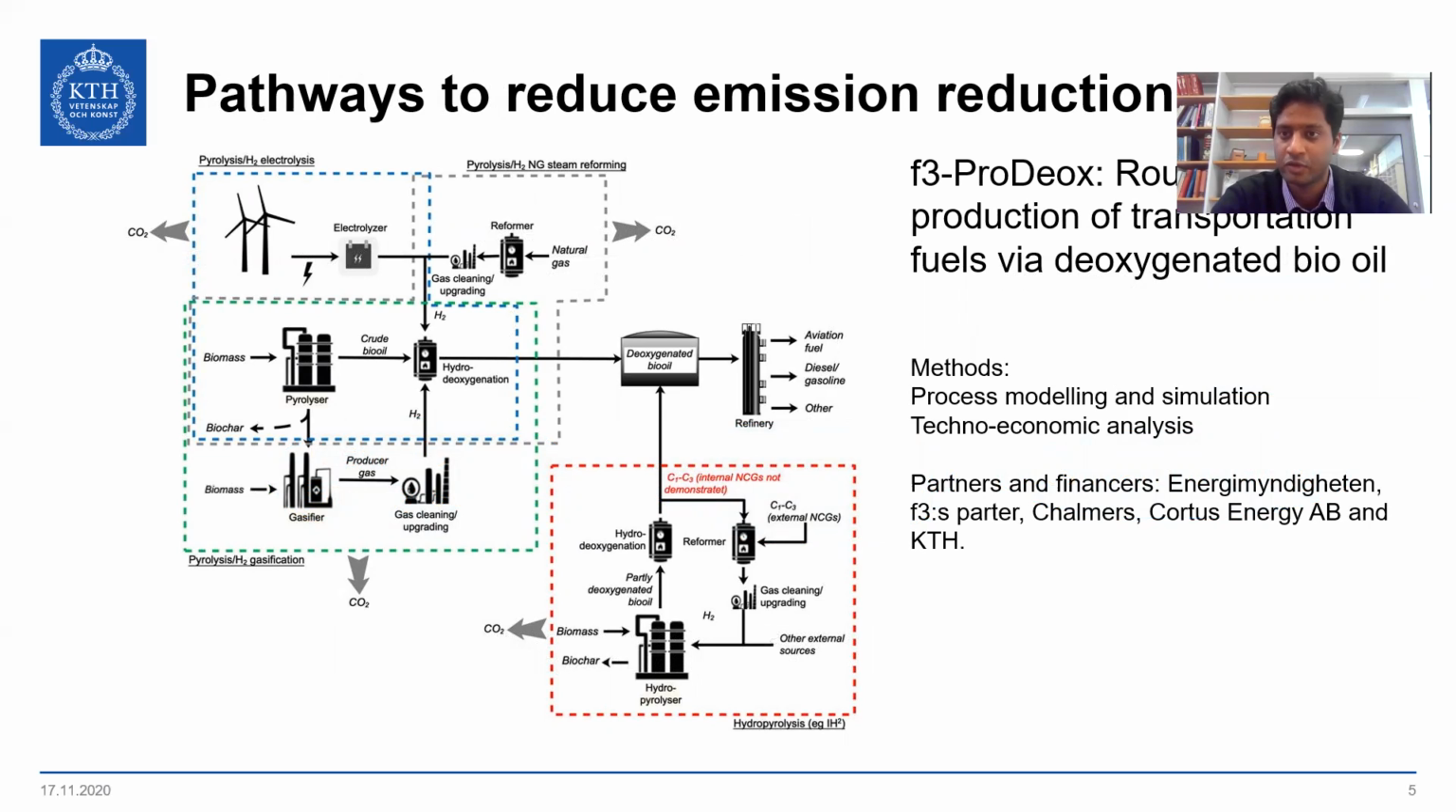In this project, we are focusing on converting biomass into bio-oil and then using this bio-oil in the refinery to produce transportation fuels. Now, one of the critical steps is that this bio-oil that we produce has a lot of oxygen, so we need to remove that oxygen. So we supply hydrogen to this step to hydrodeoxygenate this bio-oil.